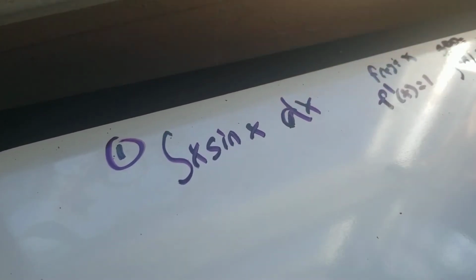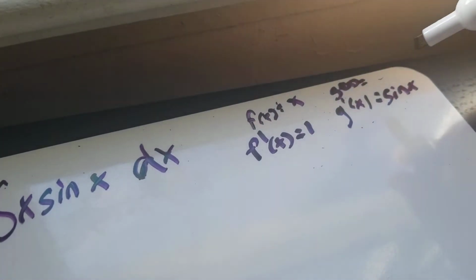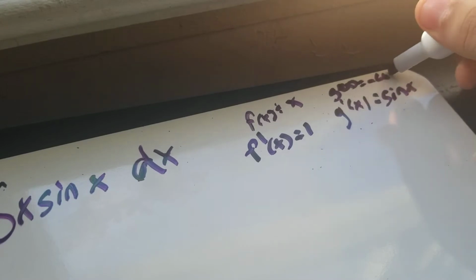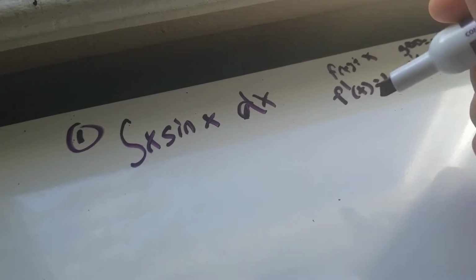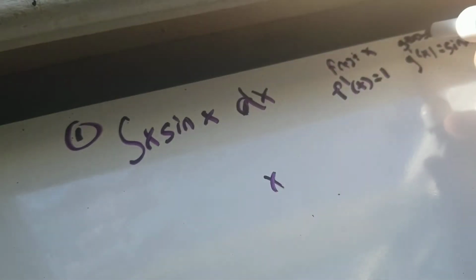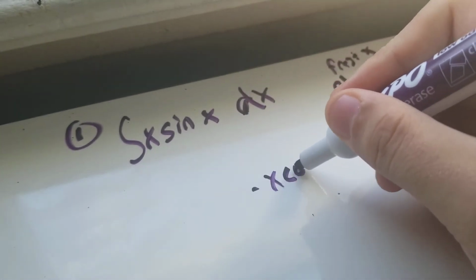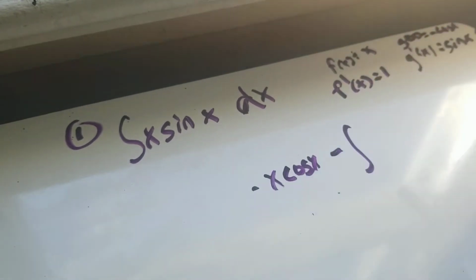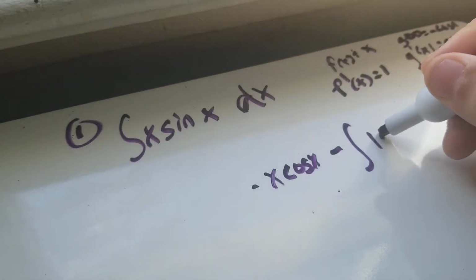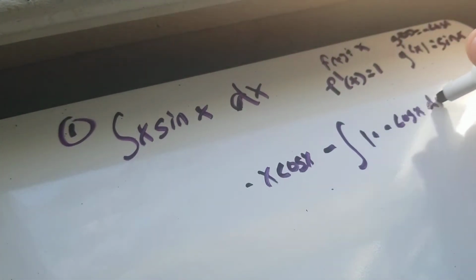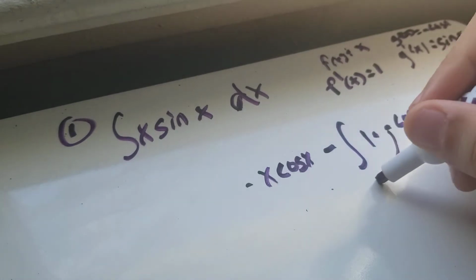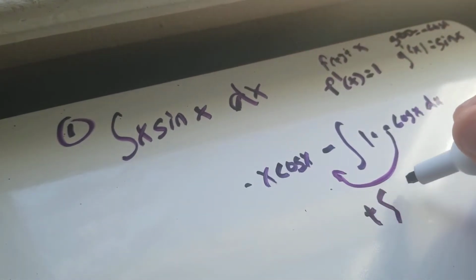Now I need the antiderivative of sine x, which is negative cosine x. Okay? So let's set it up. It's f of x times g of x, so x times negative cosine x, minus the integral of f prime of x, which is 1, times g of x, which is negative cosine x, dx. I moved the negative in front, so I got plus the integral of cosine x dx.